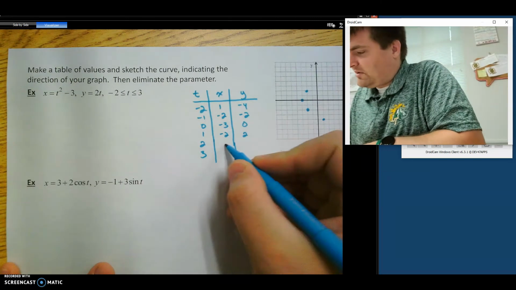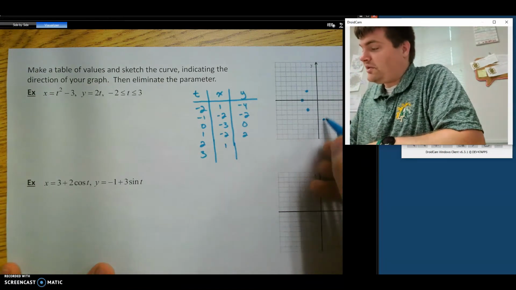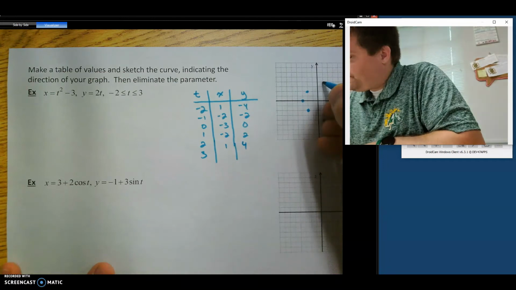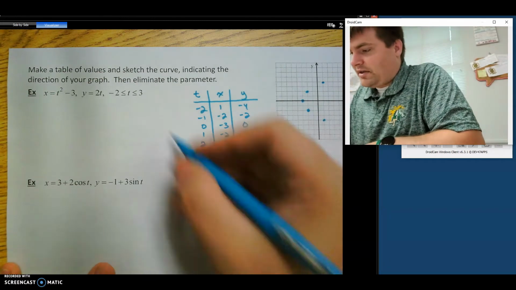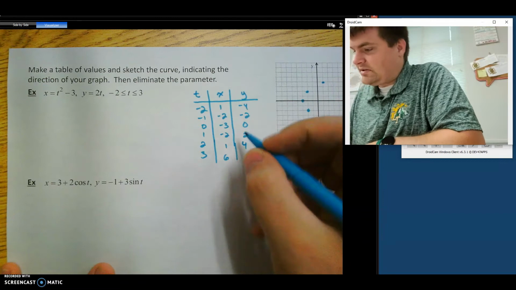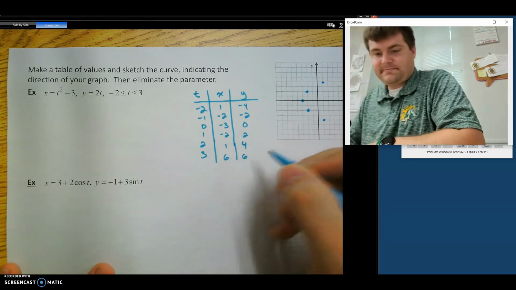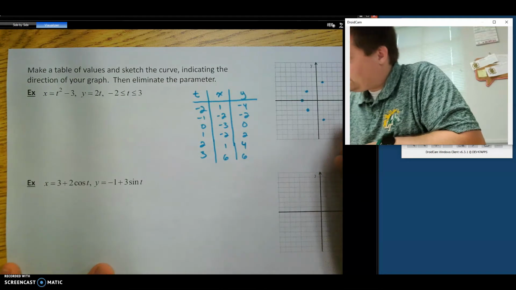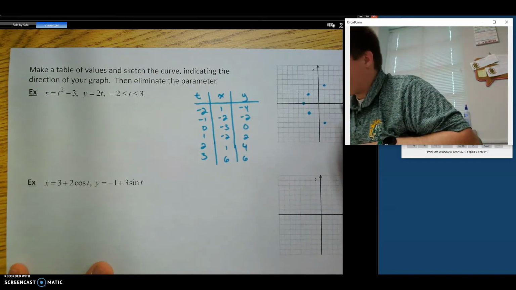Plug in a 2, looks like I'm going to get 1, which is also a value we already used in x equals value. 1, 4. And then plug in a 3, I'm going to get 6, 6. 1, 2, 3, 4, 5, 6. Up here. There we go.